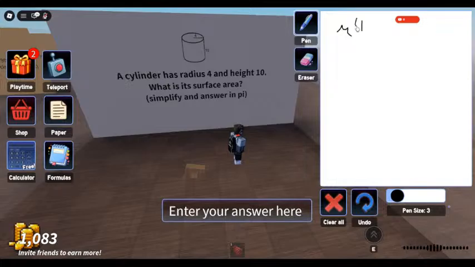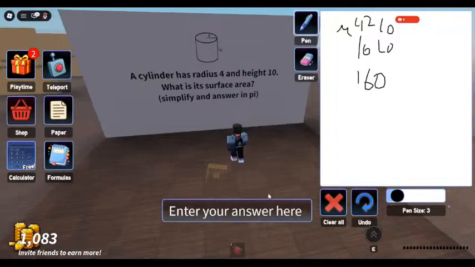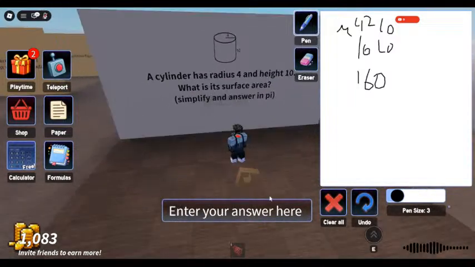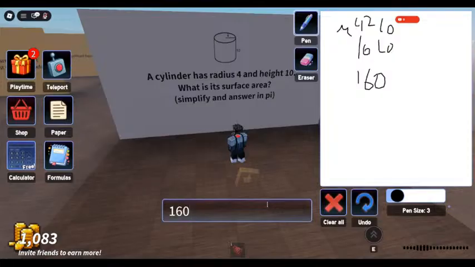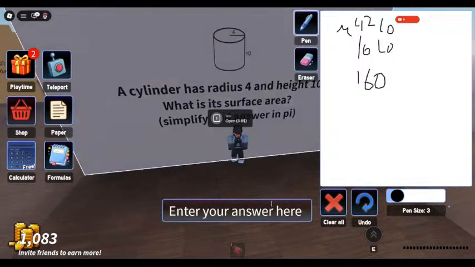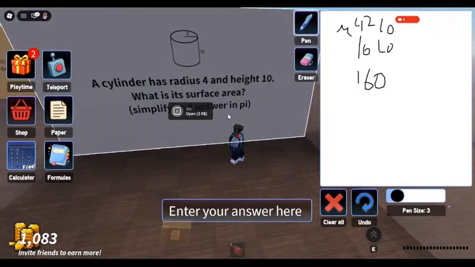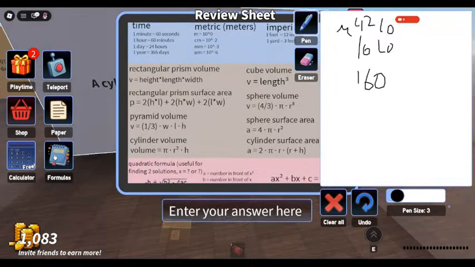Pi 4 squared times 10. 4 squared is 16 times 10, which is then 160. Oh, wait, I forgot. Wait, what? Surface area. Okay.